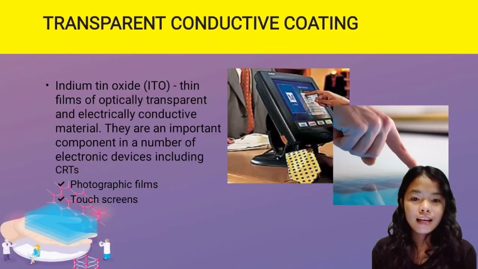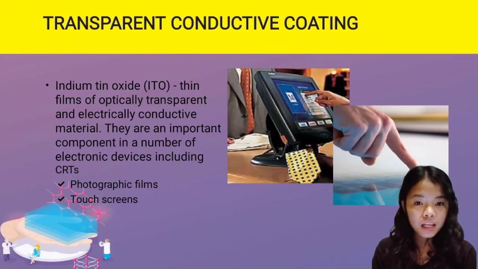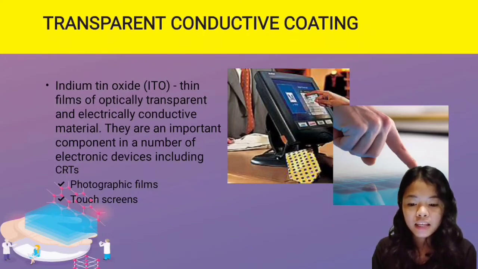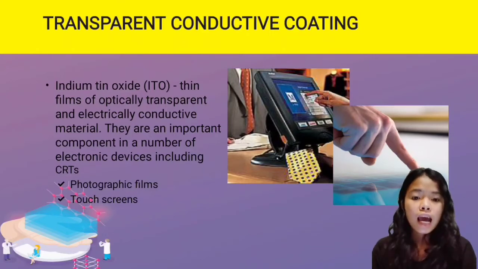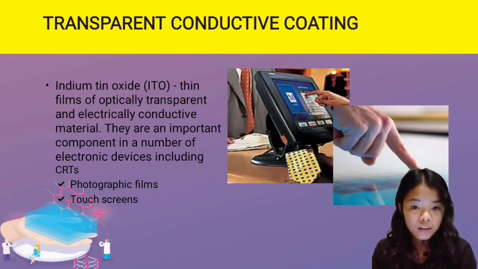Going to the next slide, we will now discuss some of the applications of nanotechnology in today's products. So, transparent conductive coating. This product is composed of nanoparticles, indium tin oxide, a thin film of optically transparent and electrically conductive materials, which serves as an important component to many electrical devices such as photographic films, touchscreens, monitors, and other devices that use screens to have control for the entire device.